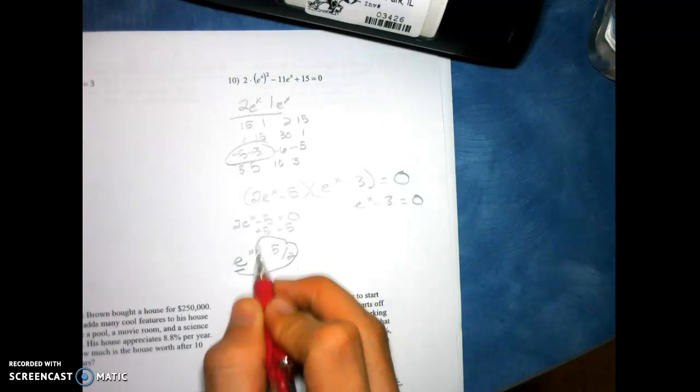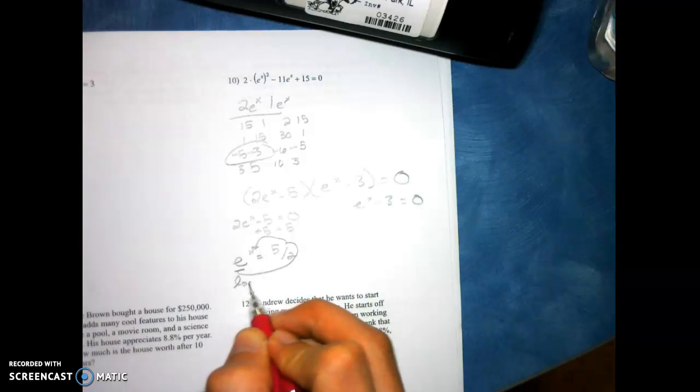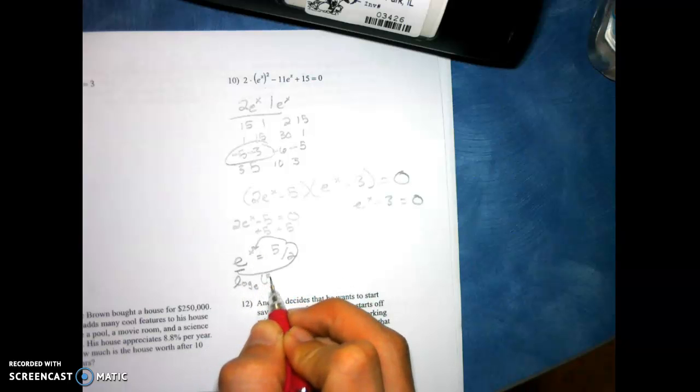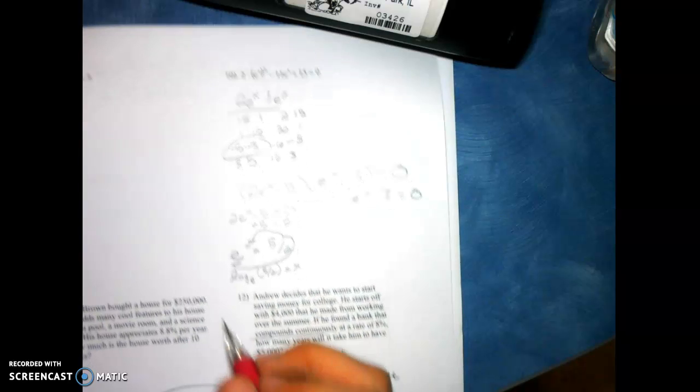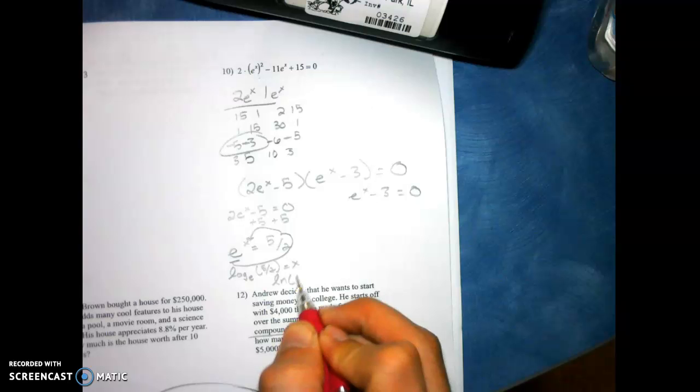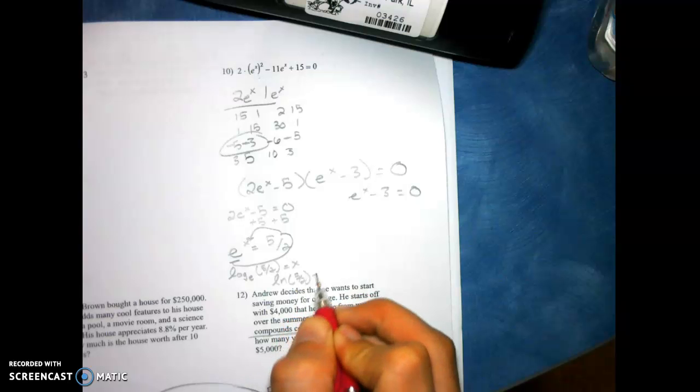Now I'm not done yet. I have not solved for x. So now I need to do my log snail to get log base e of 5/2 is equal to x. And then I can rewrite this as the natural log. So the natural log of 5/2 is equal to x. So there's one of my answers.